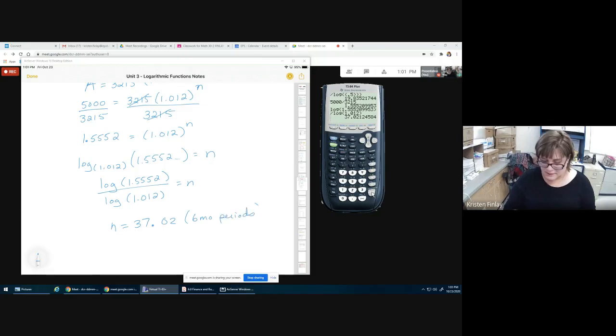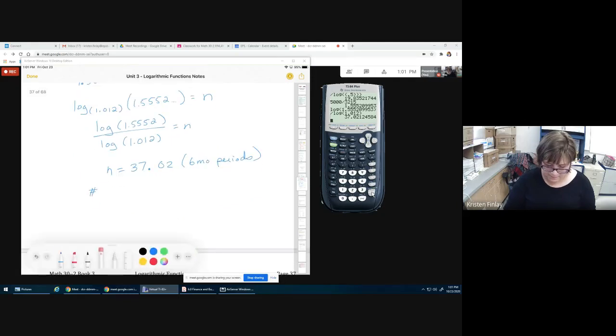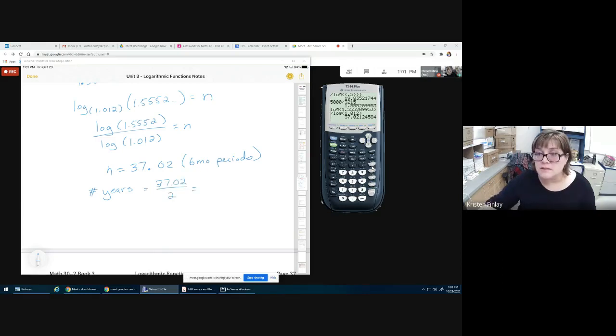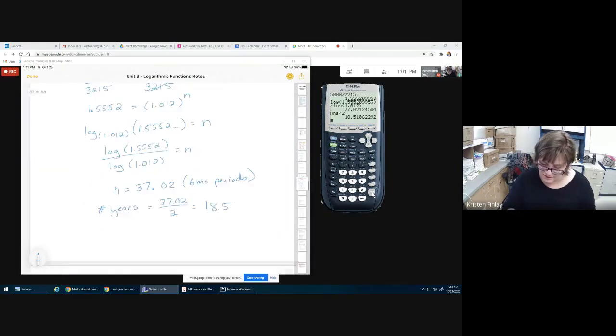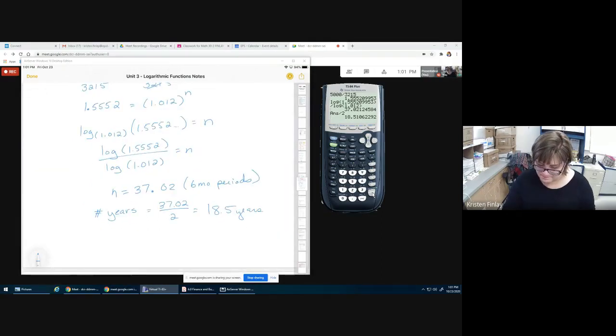Because that's how many periods. So if I want to know the number of years, I have to divide it by 2. So for number of years, years equals 37.02 divided by 2. So let's divide that by 2, and we'll get 18.5. And it said to the nearest, if we read the question, it said to the nearest tenth of a year. So this is how many years.